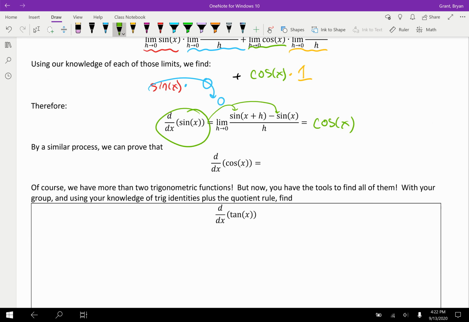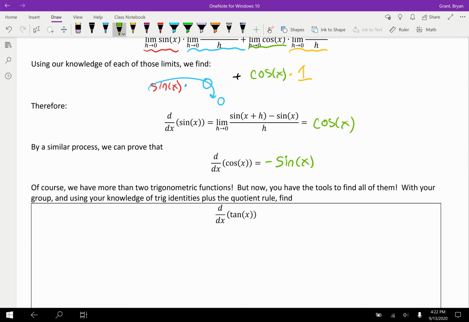Now, we could do this process again, but instead of doing sine of x, we could use cosine here, and we could find the derivative of cosine, but we're not going to go back through it. However, there is one small difference. When we do this, our sum to product formula that we use isn't going to have a plus in the middle, it has a minus. So what ends up happening is the derivative of cosine actually ends up becoming negative sine. So when you take the derivative of sine, we get a positive answer. The derivative of cosine is a negative answer.